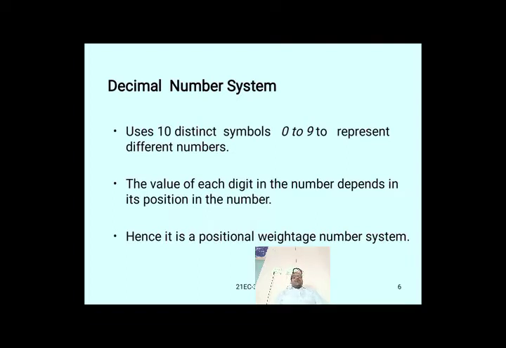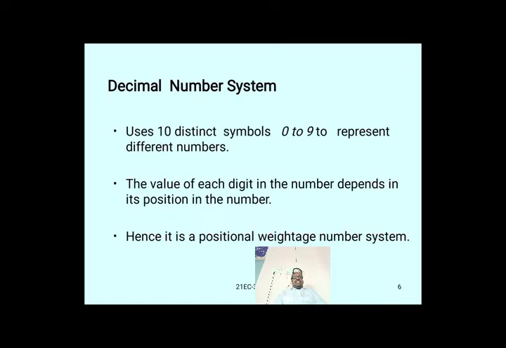See, I have already told in the previous slide that the decimal number system has 10 digits, 0 to 9, to represent different numbers. For representing different numbers, here we are using the decimal number system. The different symbols are 0 to 9. The value of each digit in the number depends upon its position in the number.